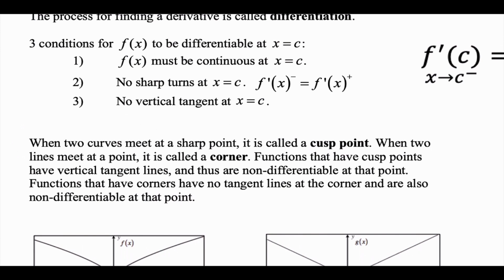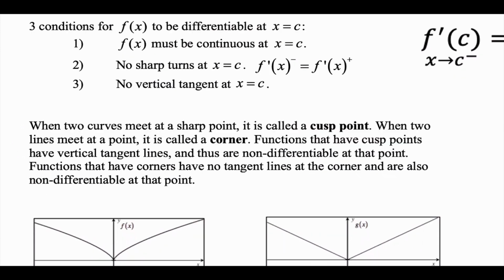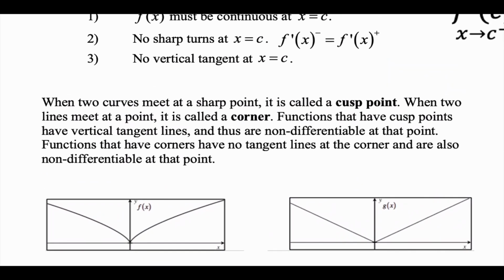And then the last one is no vertical tangents. If the tangent line is vertical like this, it's not going to have a derivative, because the slope of that line is undefined. I can't find the slope of that line because it's undefined. That's the opposite of horizontal tangents.